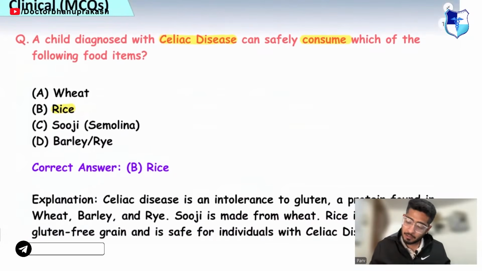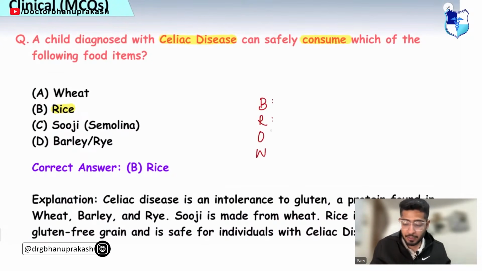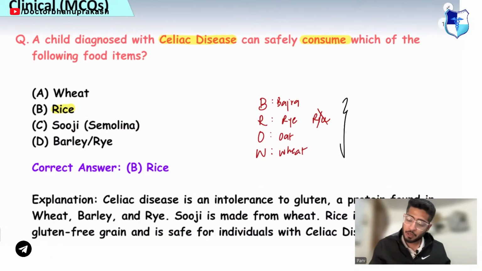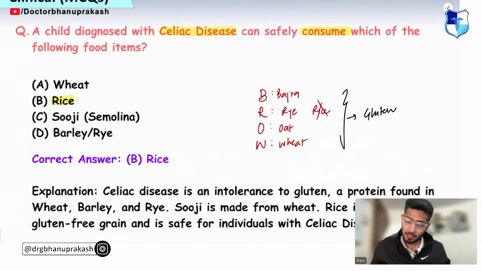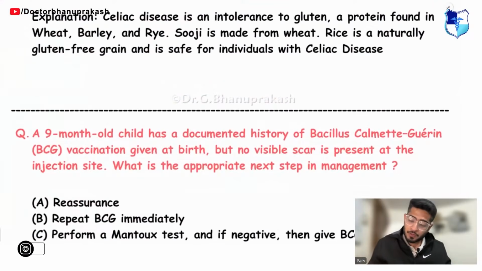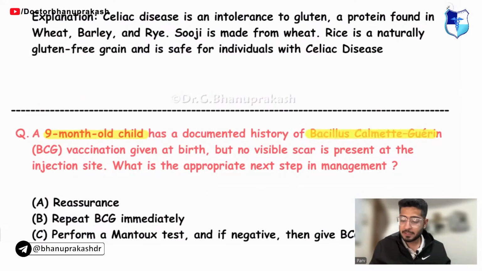Remember the BROW, which is contraindicated. B for bajra, R for rye, not rice. Okay, it is rye. O for oats and W for wheat, because all of these things are going to have gluten in them.